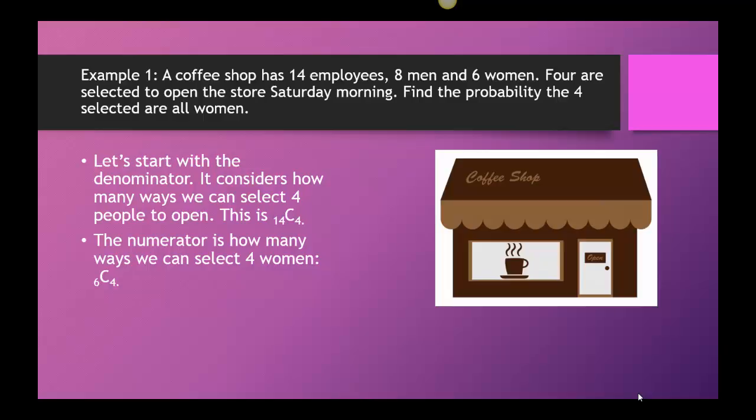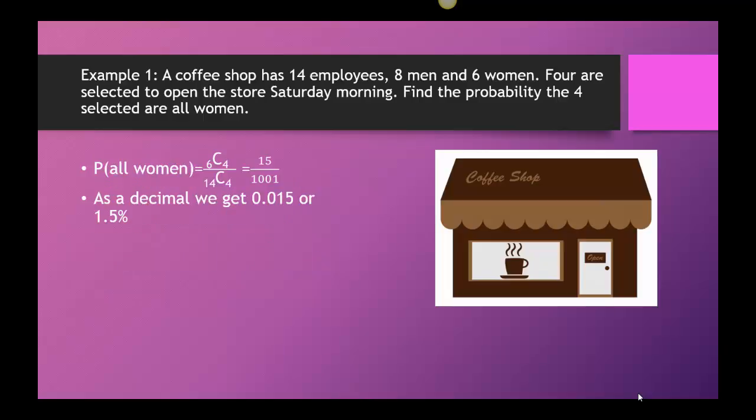And then in the numerator, I'm looking at how many ways can I select 4 women. Well, I need to remember there were 6 women in the group, and we're picking 4, so it's 6 choose 4. Okay, so I put the numerator and denominator together. The numerator turns out to be 15, and the denominator is 1,001. I could write this as a decimal, which is 0.015, or 1.5%.